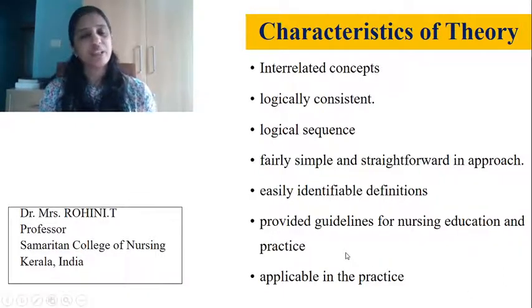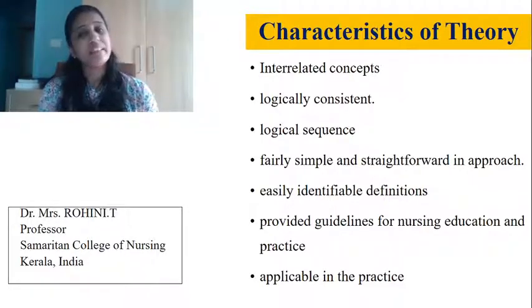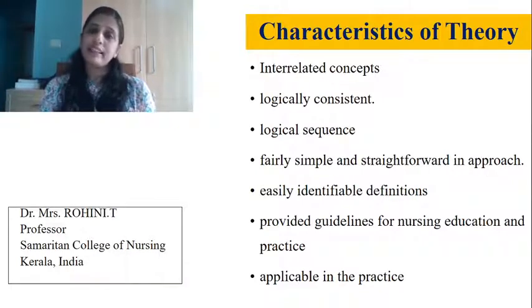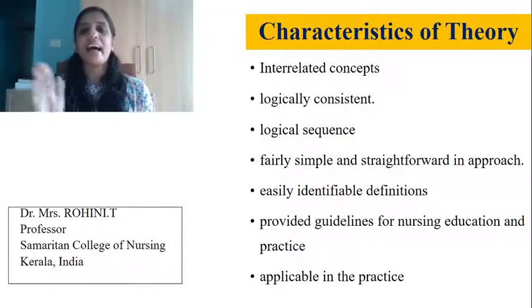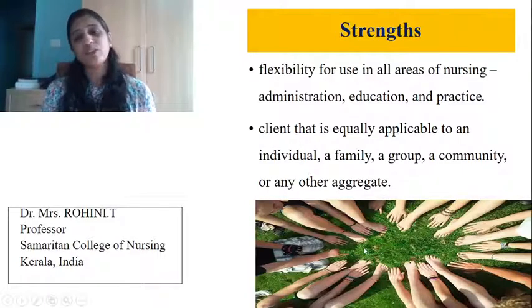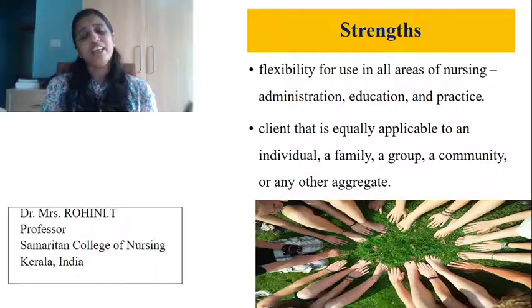It provides guidelines for nursing education and practice. Worldwide, the Neuman systems model is being used not only in nursing education but also in nursing administration and nursing practice. It is applicable in practice. So while considering the 7 characteristics of a theory, we find that the Betty Neuman systems model satisfies all the characteristics of a theory, and hence it holds the position of a nursing theory. The strength of the theory is that you can use it in all areas of nursing: education, administration, and practice. It can be used for an individual, family, or group. That is the great strength of the Neuman systems model. It's not for one particular individual. You can apply it even to a group.